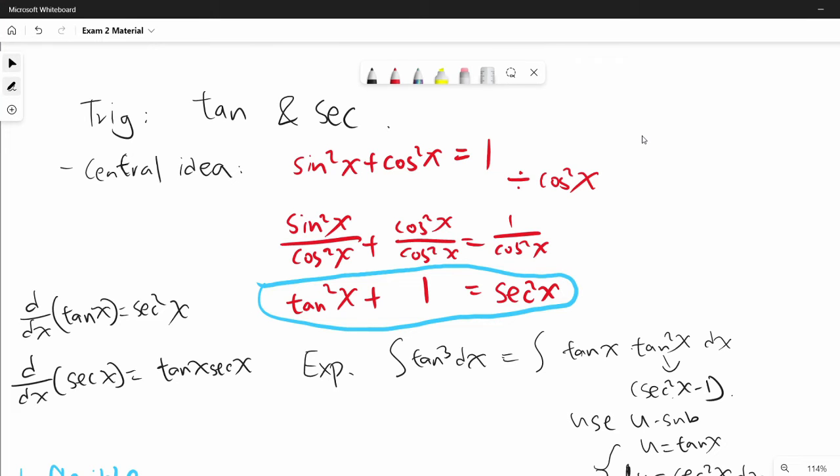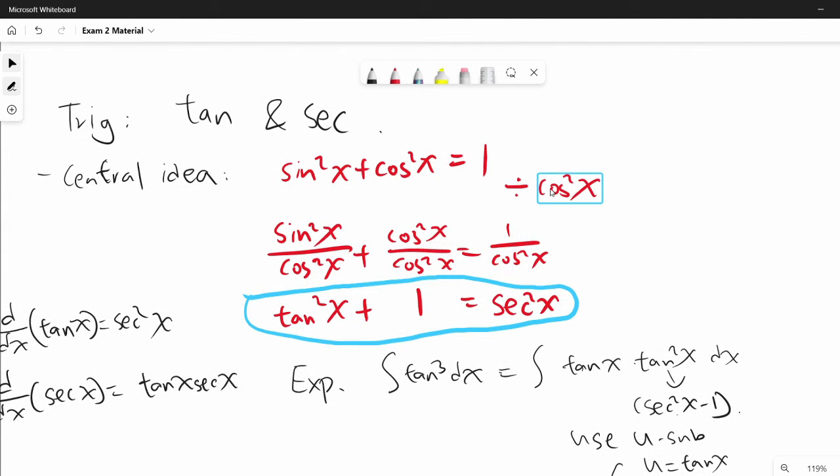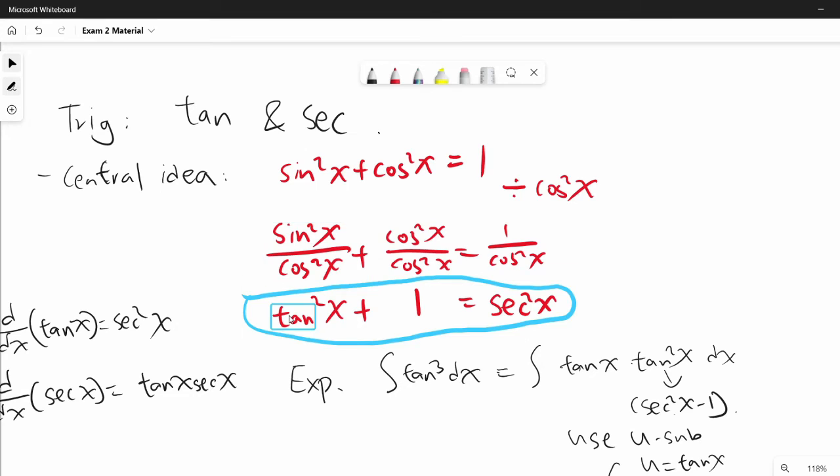Tangent and secant related trig integrals. So the central idea is still the same. It's sine squared plus cosine squared of an angle is equal to 1. But in this case, we will divide both sides by cosine squared. So sine squared divided by cosine squared would just be tangent squared, since sine of any angle divided by the cosine of any angle is equal to the tangent of the angle.